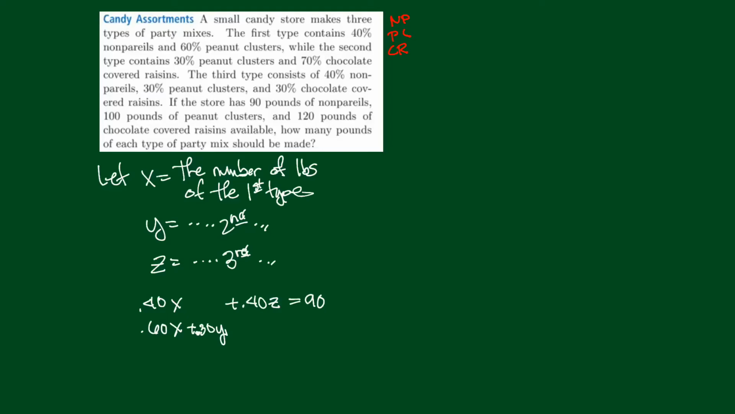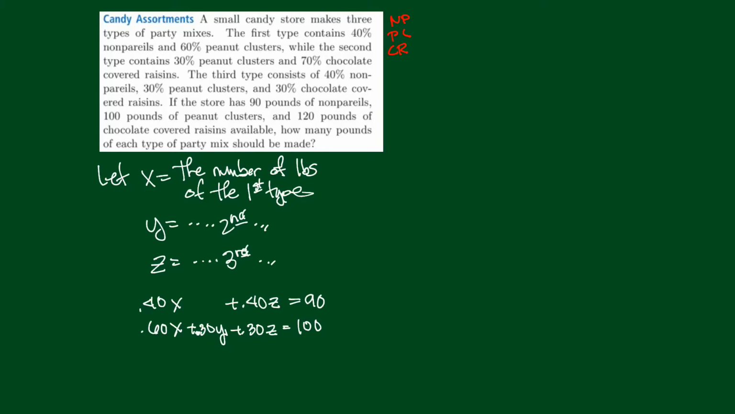And then what about the third type? Any peanut clusters there? Let's read through. Yeah, 30%. Okay, so 30% of the third type is made up of peanut clusters. And what is the total number of pounds of peanut clusters we have? Right here, 100 pounds. So 60% of x, 30% of y, and 30% of z is the number of pounds of peanut clusters, and that's got to be 100 pounds altogether.